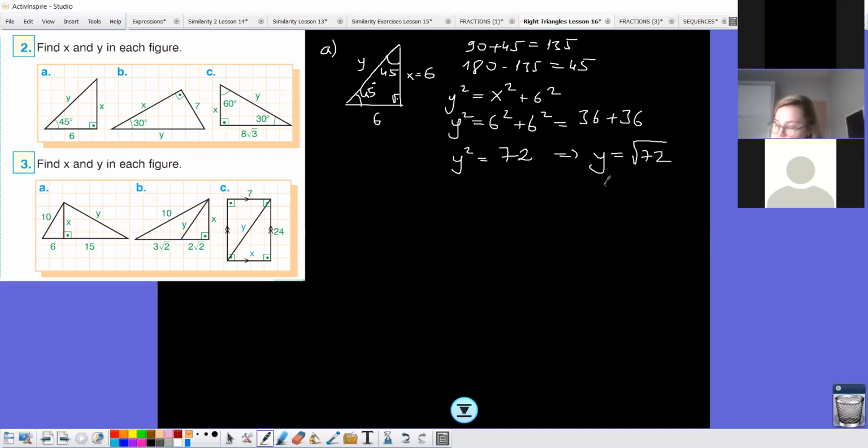You can leave it like this, or you can write that y is equal to the root of 2 times 36, which will be 6 root of 2. And from the properties of an isosceles right triangle, if we know one of the legs, we can directly write that y is equal to 6 root of 2, if you remember. You don't have to do all these operations, okay? Now for B, Stephanie.